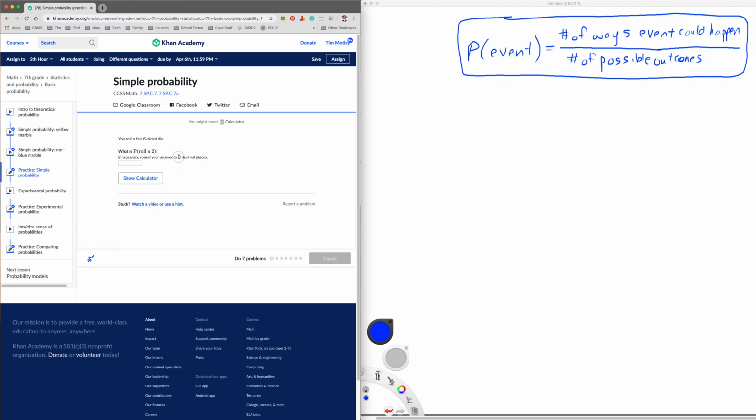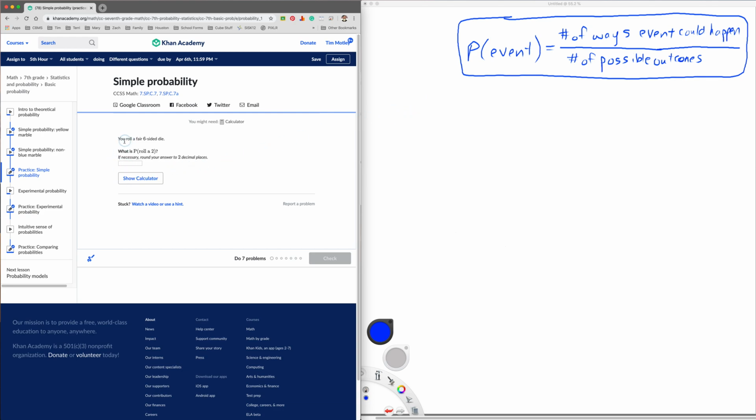On each of these, it'll ask me to put it as an answer to 2 decimal places, so we'll actually do the division, but you can use a calculator, and in fact they have a built-in one here if you don't have one handy. The number of ways an event could happen over the number of possible outcomes, and so you'll write it as a fraction and then just divide to get the decimal on that. So let's go ahead and get going on this first one.